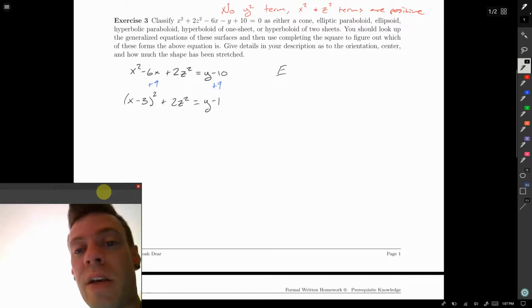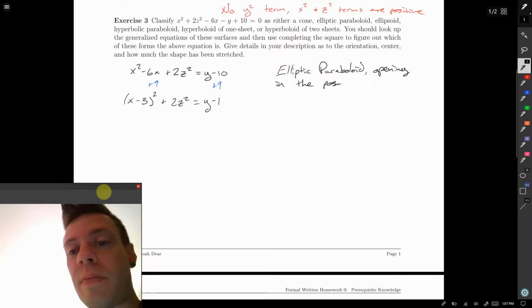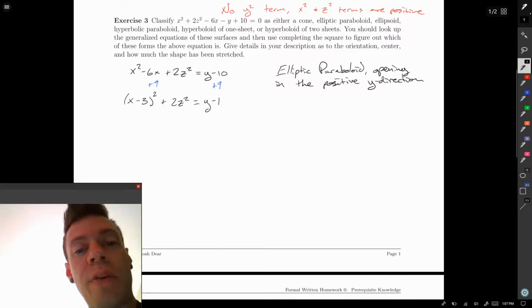That this is an elliptic paraboloid opening in the positive y direction. And we know it's the positive y direction because it's a positive x squared term and a positive z squared term. If these were both negative, it would be opening in the downward y direction.